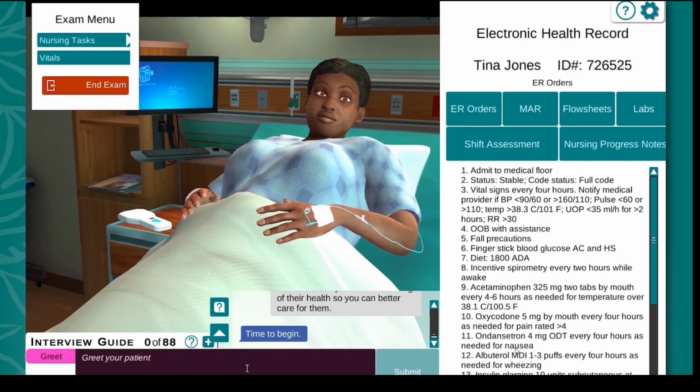You should greet your patients by using Mr., Ms., or Mrs. and their last name. You should also tell them what your name is and what your role in their care will be.